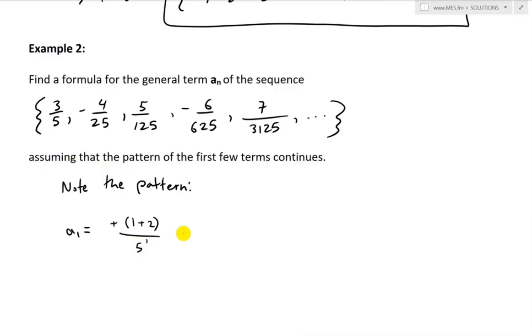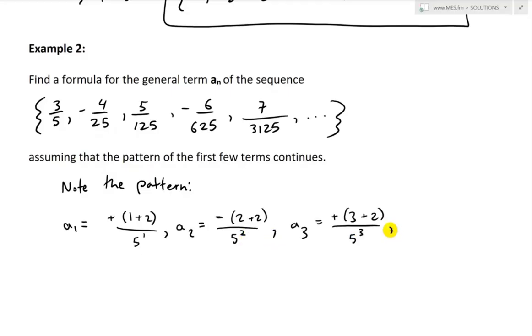And then a2 is going to be negative, and then the second term is 2 plus 2. So 2 plus 2, notice the exact same 2 there. And then divided by, now it's 5 times 5. That's just 5 squared. And then the next one is, well, a3. This is going to be positive now, so 3, this term, plus 2. Divide this by 5 to the power of 3, because that's just 5 times 25. So we already have 5 cubed like that.